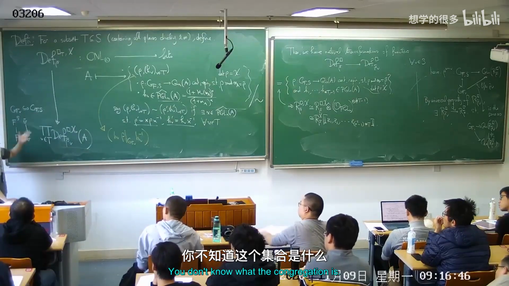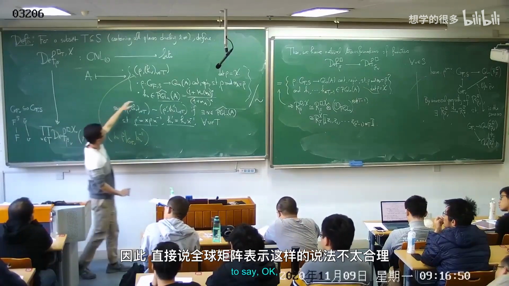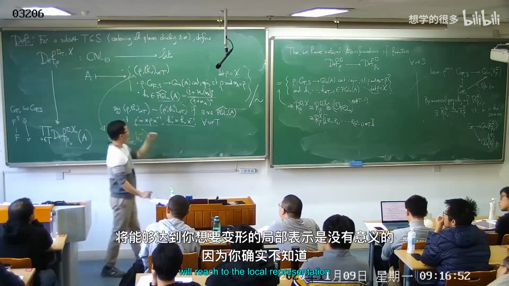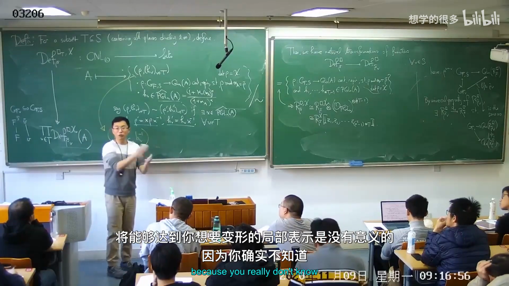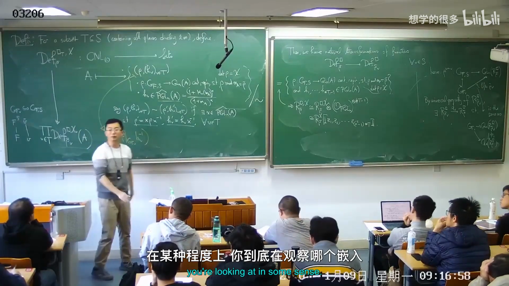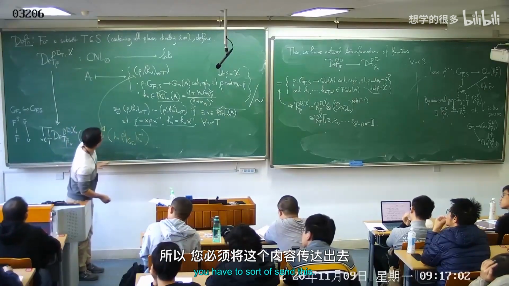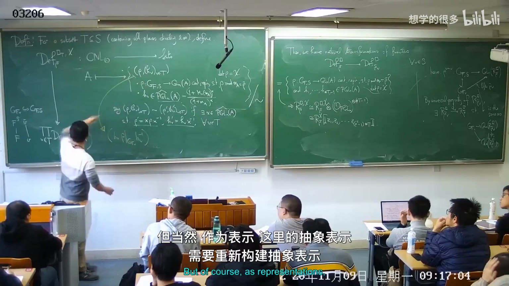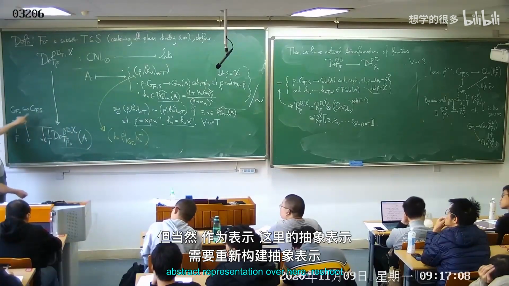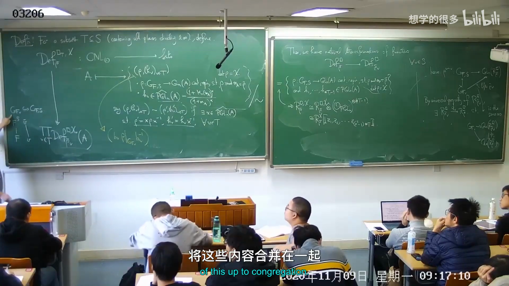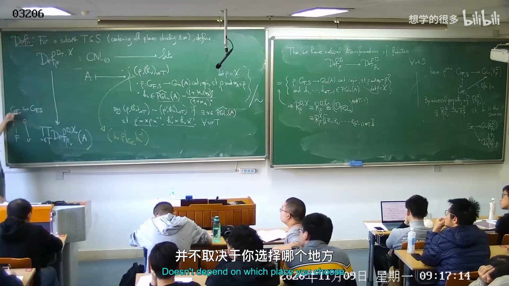You don't know what the conjugation is, right? So therefore, it does not make sense to say, okay, the global matrix representation will restrict to the local representation you want to deform, because you really don't know which embedding you're looking at in some sense. So therefore, you have to send this, but of course, as representations, abstract representation of this restricted to abstract representation of this up to conjugation. That's a well-defined map in some sense. It doesn't depend on which place you choose.